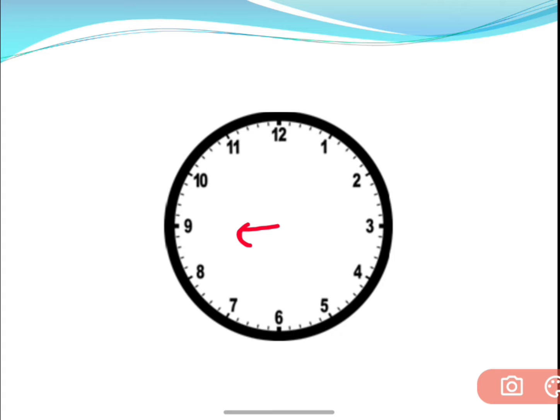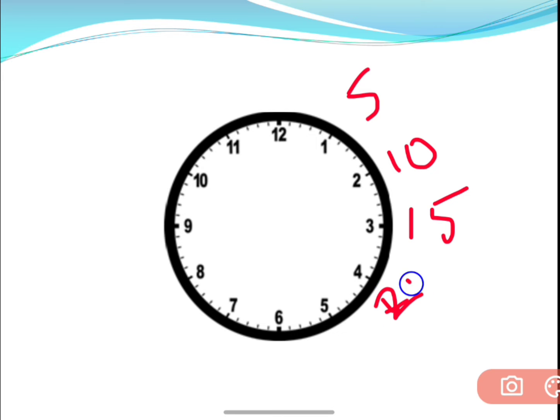Now we are going to learn about the longer hand, the big hand. When you are learning about the big hand, we have to remember the five table, children. For the longer hand, 1 is nothing but 5. The long hand shows us minutes. So if it is pointing to 1, it is 5 minutes. If it is pointing to 2, it is 10 minutes. If the longer hand is pointing to 3, it is 15 minutes. 4 is 20 minutes.